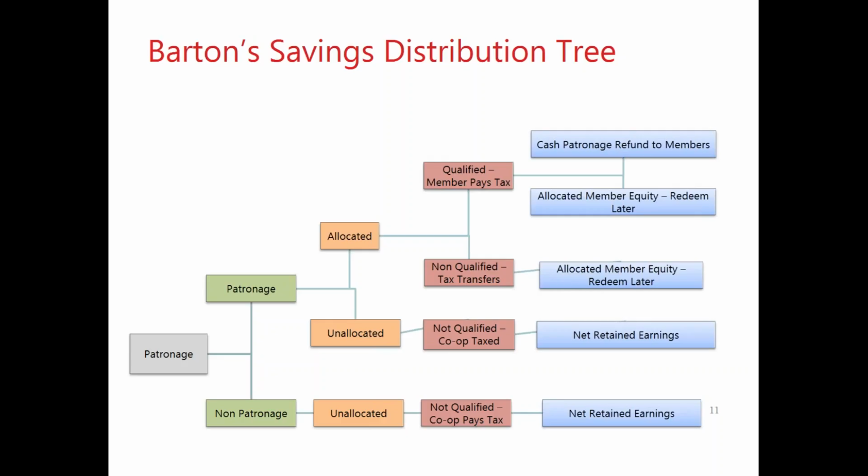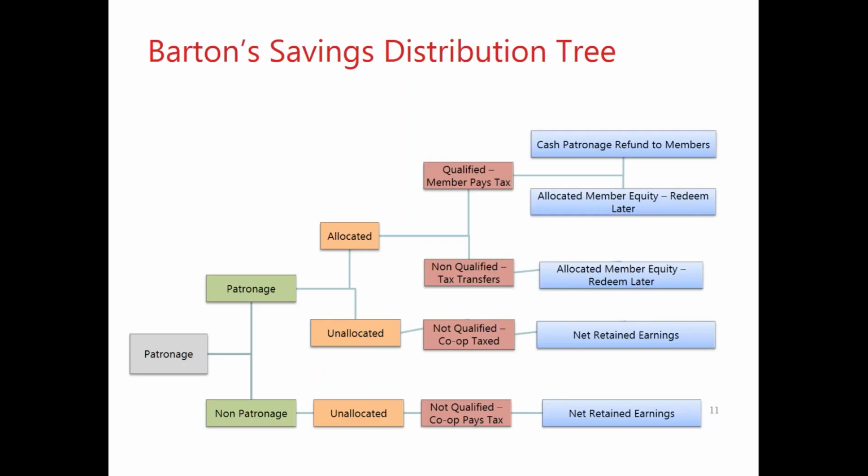The green boxes show the source of the funds, whether they're from patronage or non-patronage. Another way to think about this is member versus non-member. Orange indicates whether or not it's going to be allocated, so allocated versus unallocated. The tax implications, so you'll see in the red boxes either qualified or non-qualified, and you'll also see not qualified, and that means it never will qualify for taxation passed through to the members. That's the difference between non-qualified and not qualified.